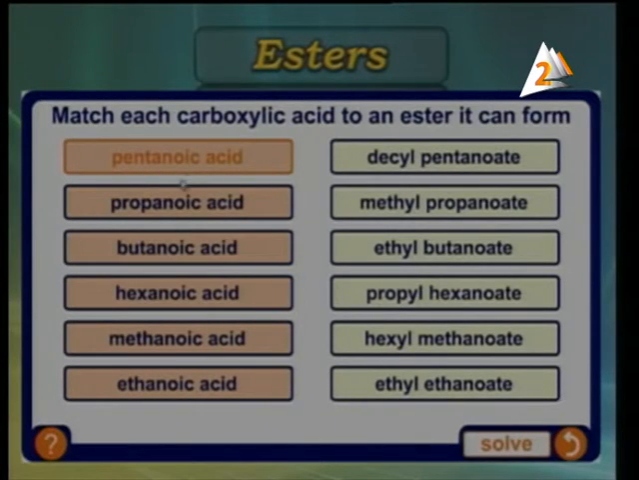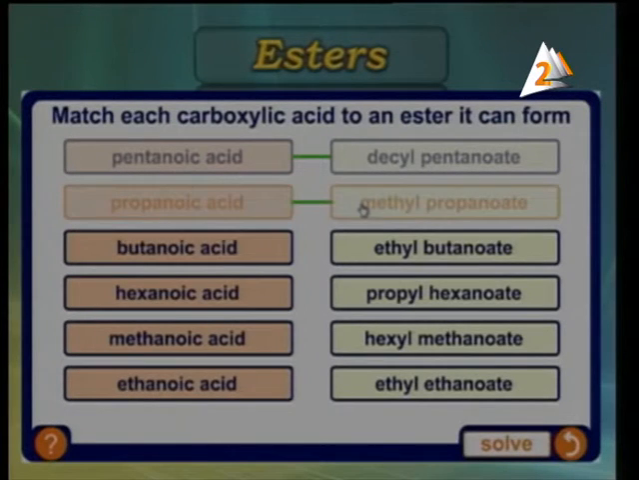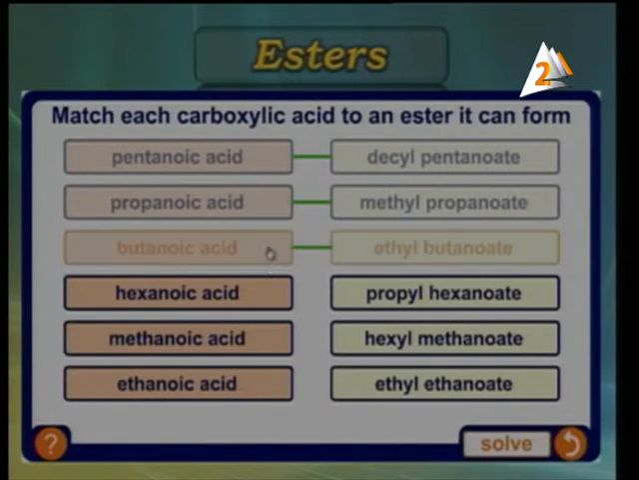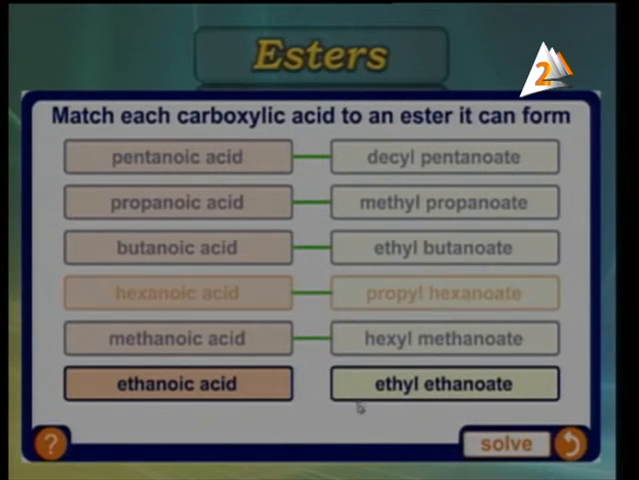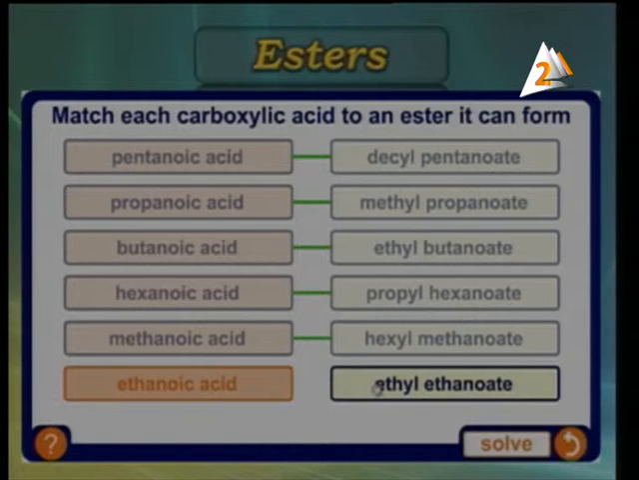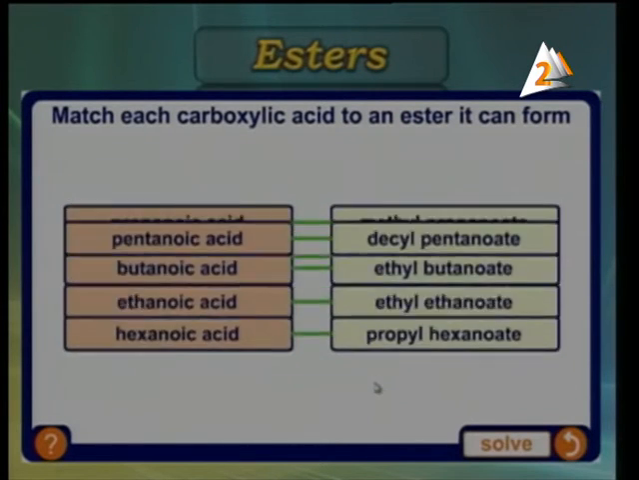We have pentanoic acid, we have pentanoate. It's very easy. So propanoic acid, we have propanoate. But here we have butanoic acid, we have ethyl butanoate. Here they are with each other. And here we have methanoic acid, we have methanoate, and so on. We have here the hexanoic acid with hexanoate, and here we have ethanoic with ethanoate. It's very easy to make this.